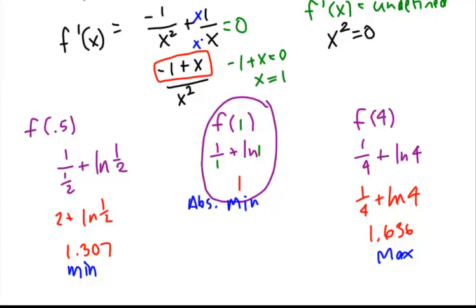And the reason is 1.3 is larger than 1, and 1.6 is larger than 1. And since those two things are true, then my value of 1 becomes a minimum. And then 1.3 is less than 1.6, and because of that, my 1.6 is my absolute max.